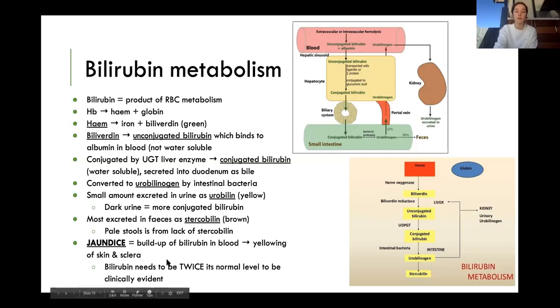So jaundice is from when you get a build-up of this bilirubin in the blood, and you get yellowing of the skin and the sclera in your eyes. But it's only clinically evident when you have twice the normal amount of bilirubin. Those two diagrams kind of summarize the process. So basically the liver conjugates your bilirubin so that you can excrete it in your poo.